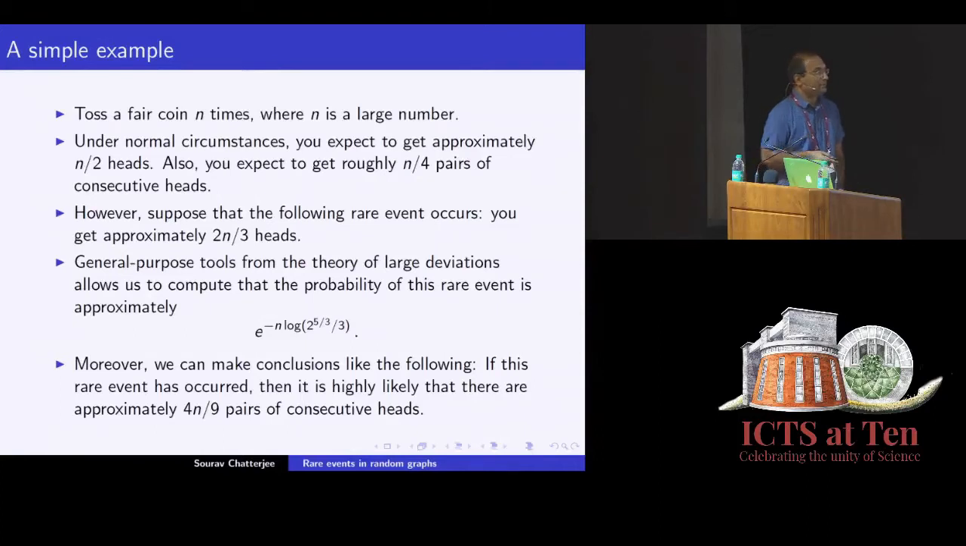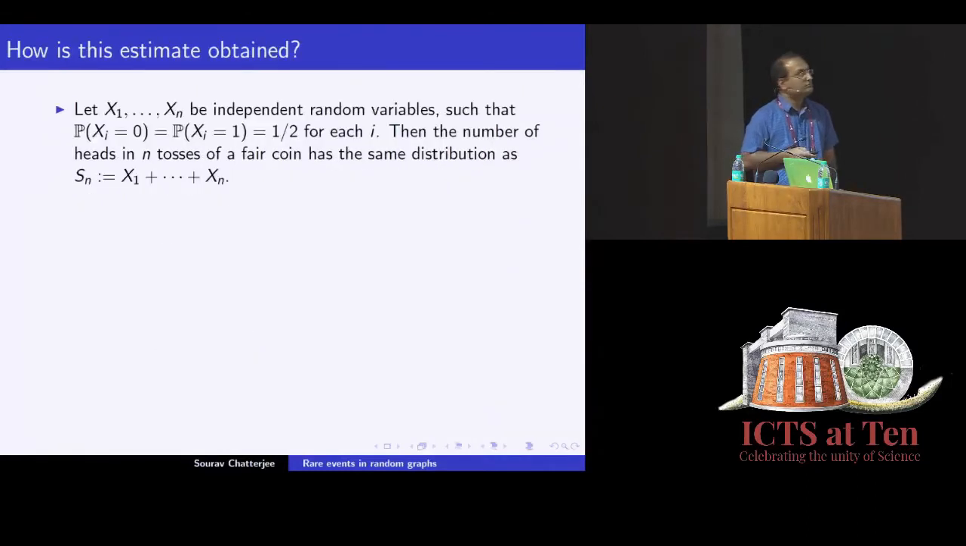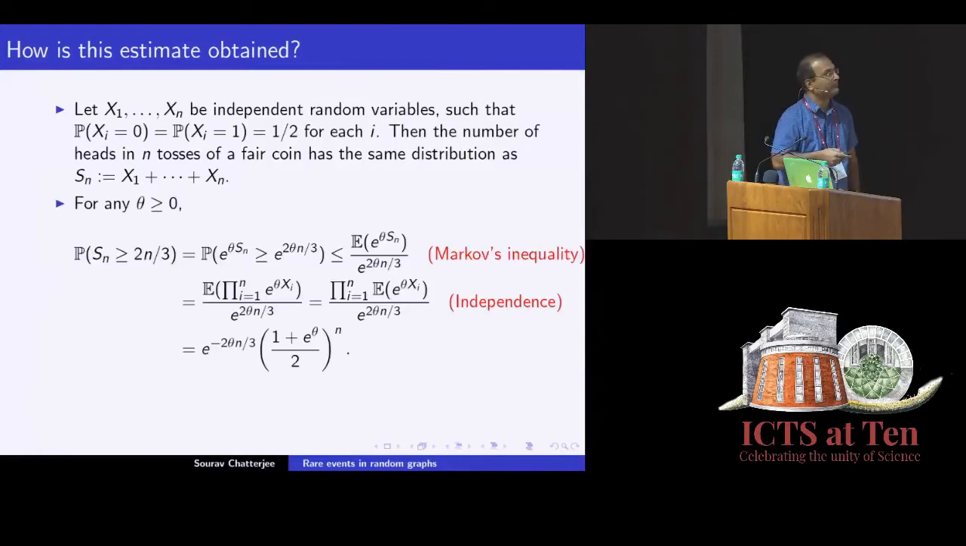Okay. So now, how do you do this kind of computation? I'll just show you a little bit of math here, and then I'll connect it to whatever is going to follow. So how is this estimate obtained? Suppose x1 to xn are independent random variables. Each has probability half of being 0 or 1. And let Sn be the sum of these. So the number of heads in n tosses of a fair coin behaves like this random variable. This is the most amount of math that I'll show.